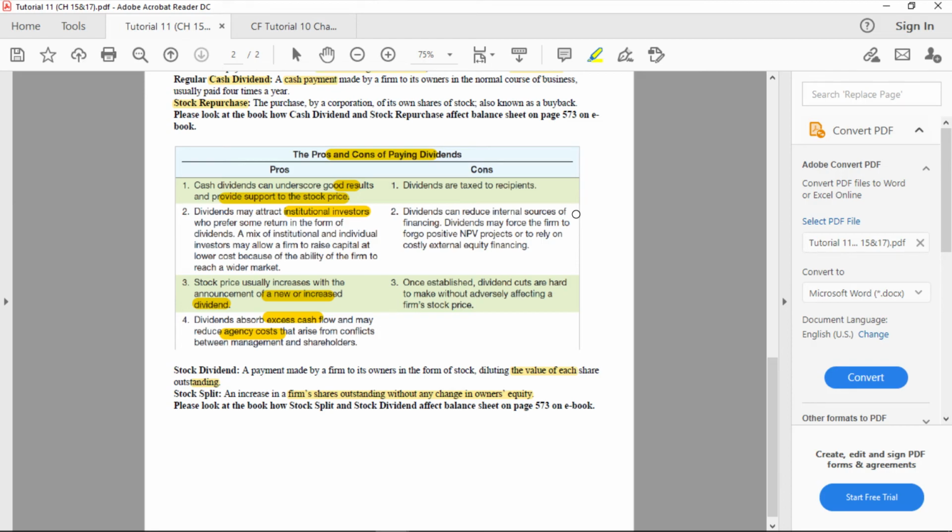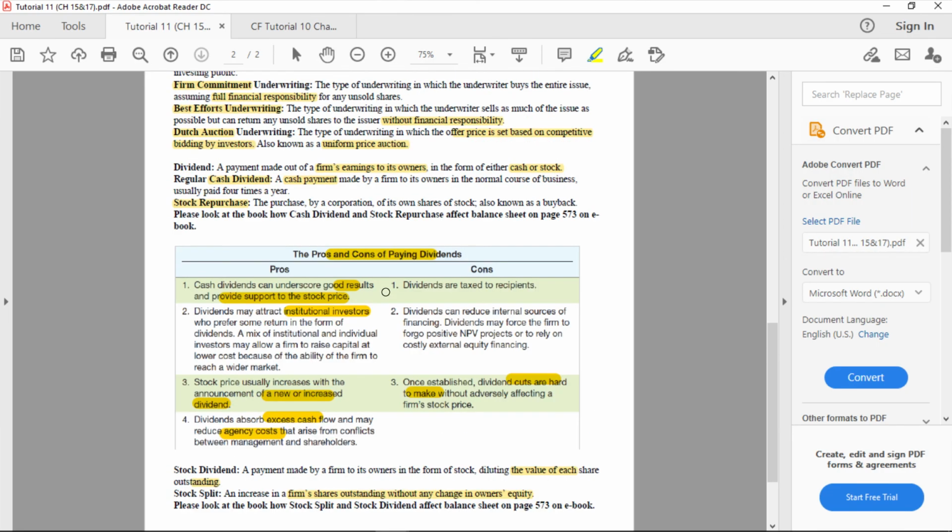And the third one, once established, dividend cuts are hard to make because they will affect the stock price. Investors will perceive the firm as less profitable than before. This is a negative sentiment for the stock price, and investors will be more likely to sell the stock, resulting in lower stock prices. So that's an overview for the two chapters, and we're going to cover sample problems in the next session.